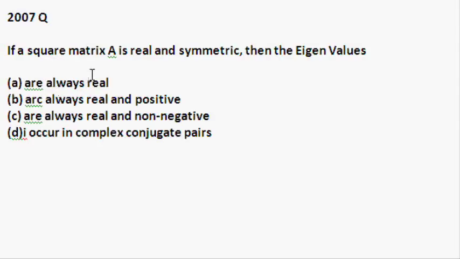Because one of the eigenvalues is 0, you cannot say it is always real or positive or negative. It can be positive, negative, or both. So A is the correct answer.